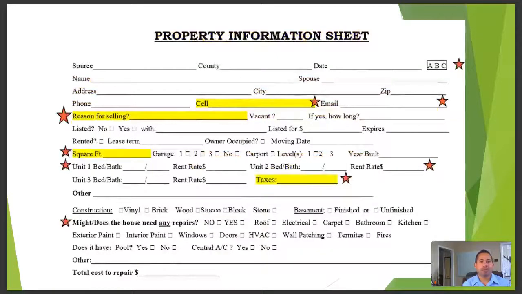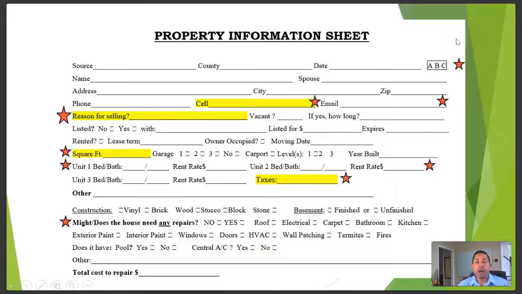There you go. Property information sheet. Number one, the source. Right here, we fill out the source. Source means where did they hear about us? The county: what county is it in? What's the date? This ABC is something you're going to fill out at the end of it, and you're going to put a big A on the top, a B, or a C.